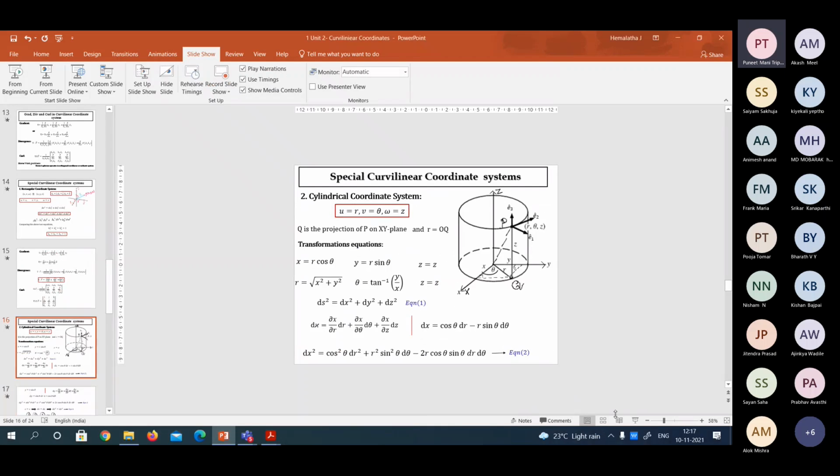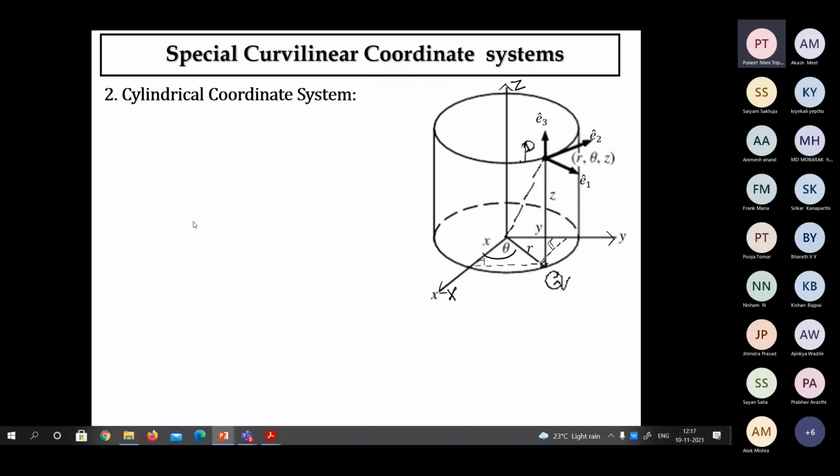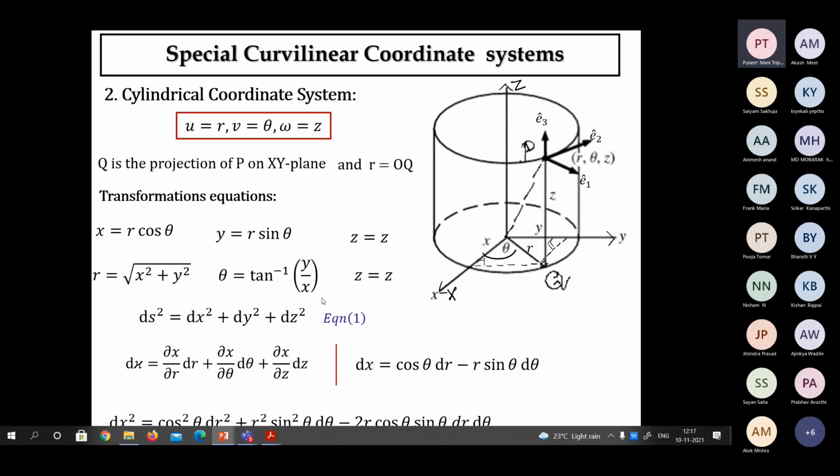Cos square theta dr square plus r square sin square theta d theta square minus 2 times cos theta r sin theta dr d theta.